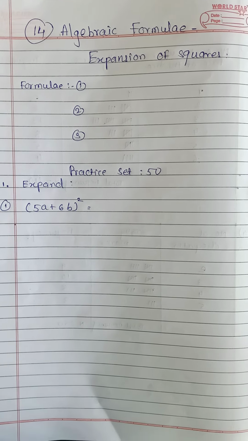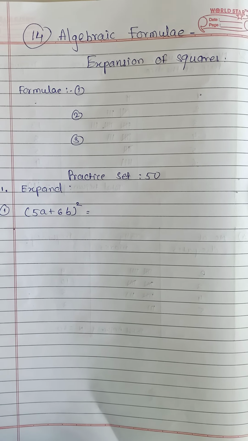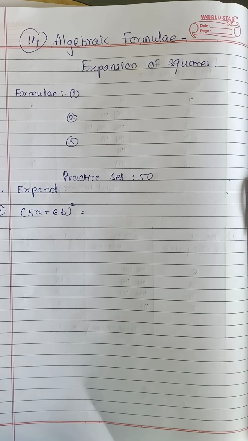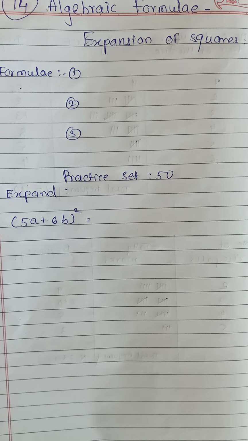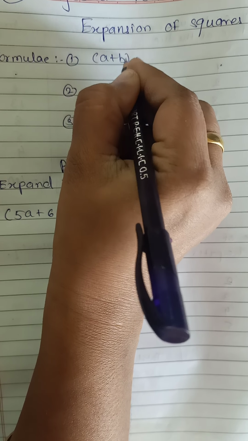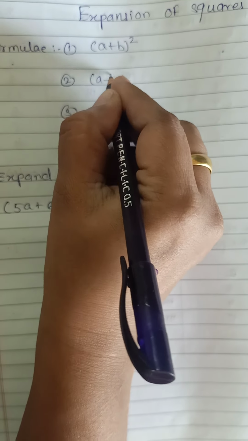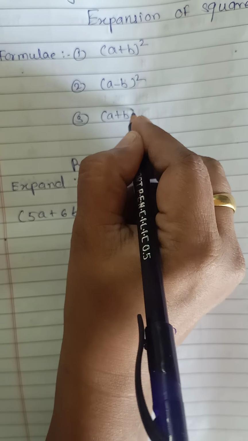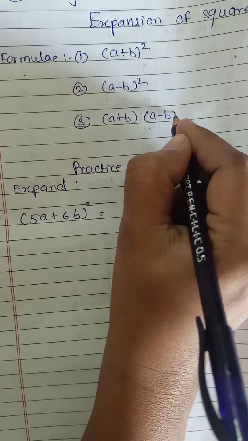Standard 7 Mathematics, 14th lesson: Algebraic Formula, Expansion of Square. In this we are going to use three formulas. First one is (a + b) the whole square. Second is (a - b) the whole square. And third is (a + b) into (a - b).